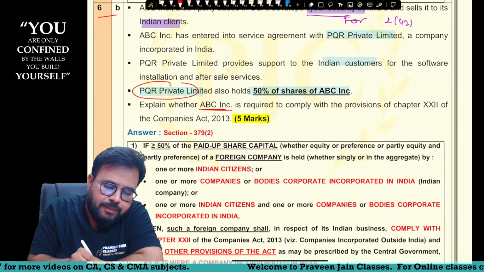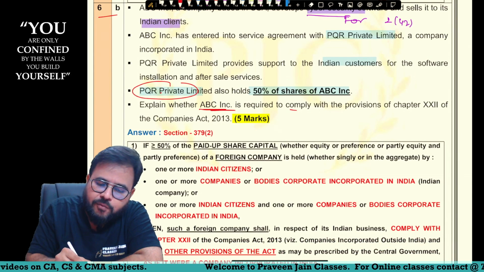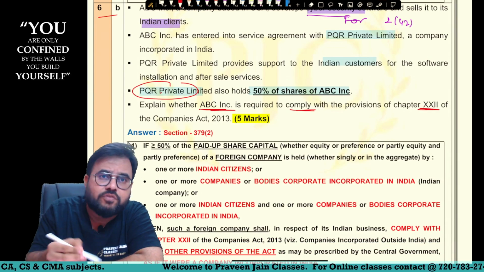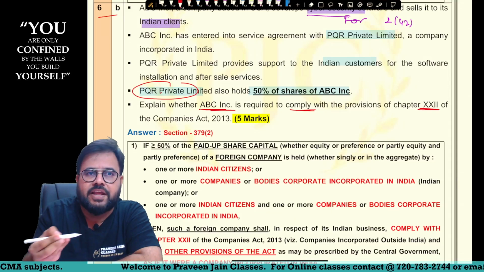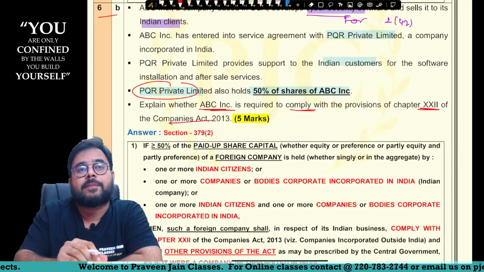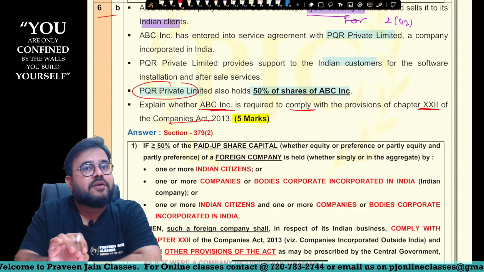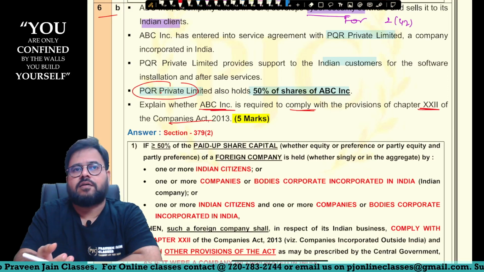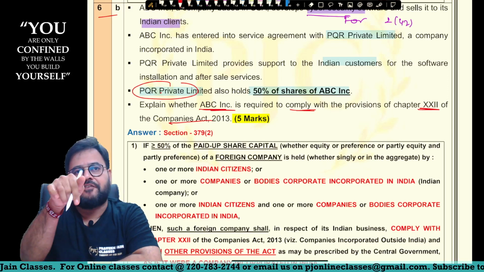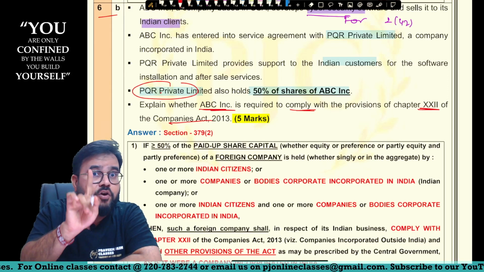Explain whether ABC Inc., that is a foreign company, is required to comply with the provisions of Chapter 22. Chapter 22 is nothing but the company incorporated outside India provisions. Now remember, sir, you are a foreign company, a special foreign company. When you are a company incorporated outside India, having a place of business in India, doing business in India, you are a foreign company.